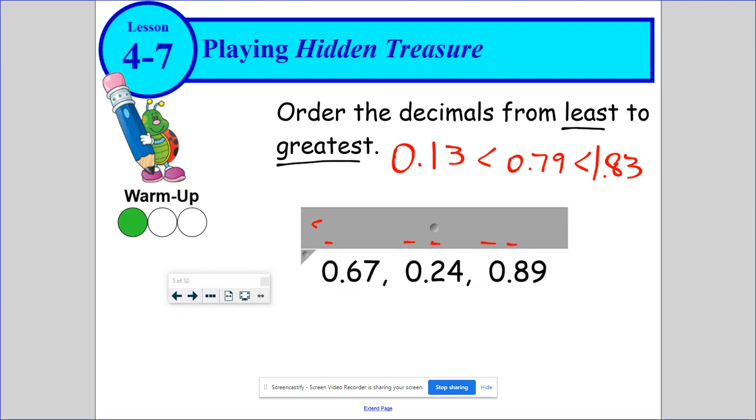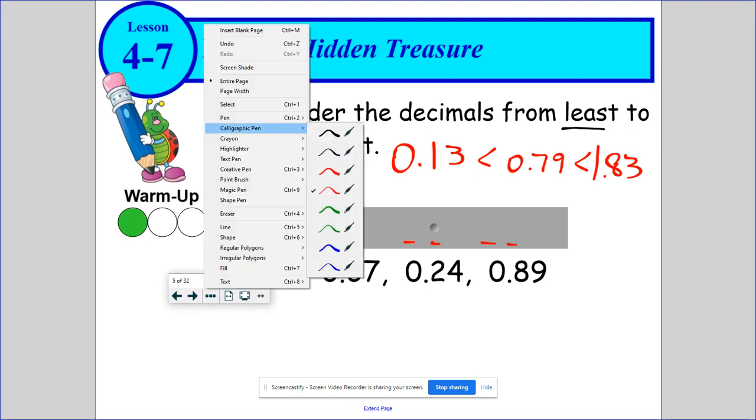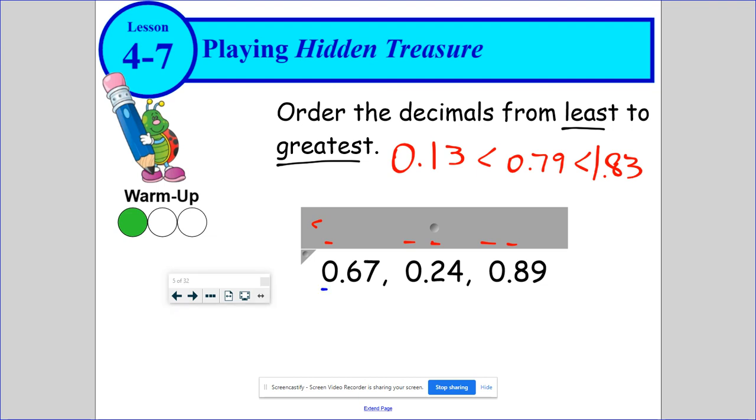And let's do this one. 0 and 67 hundredths compared to 0 and 24 hundredths compared to 89 hundredths. Again, from least to greatest. Pause if you need to. I see all three of them have a 0 in the ones place. So now I'm going to look at the tenths. I see 6, 2, and 8. So I know that tells me that this is going to be the least, this is the middle one, and this is the largest. So we have 0 and 24 hundredths, 0 and 67 hundredths, and then 0 and 89 hundredths is the largest.